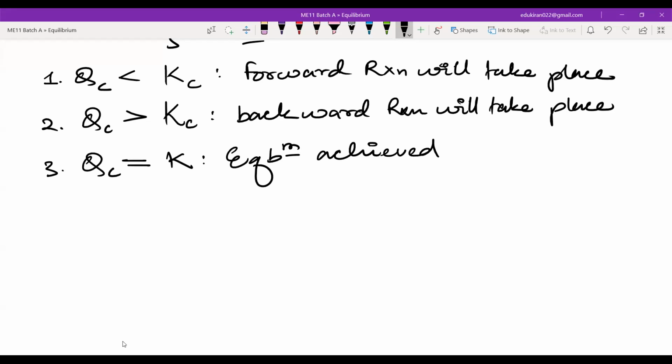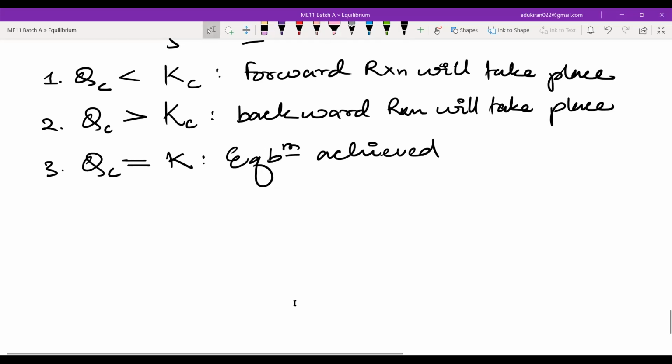Okay, so forward means toward rightwards. You can also write it as right direction, left direction. You may see those terms also. Done? Yes, sir, done.